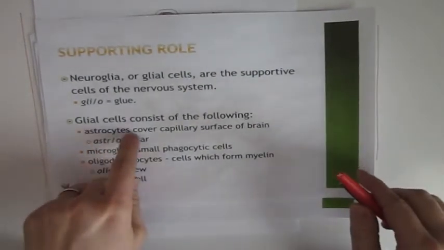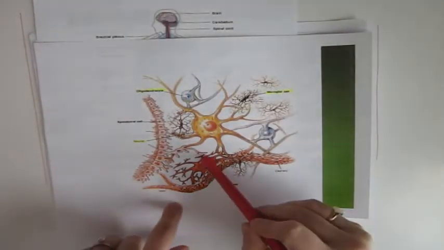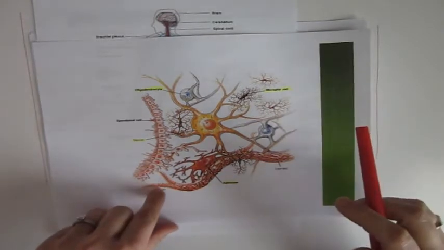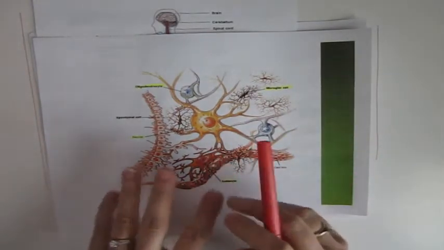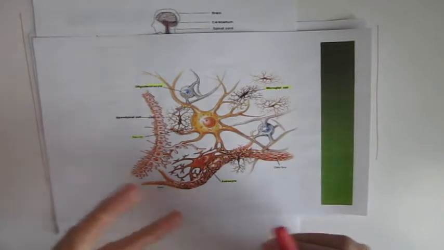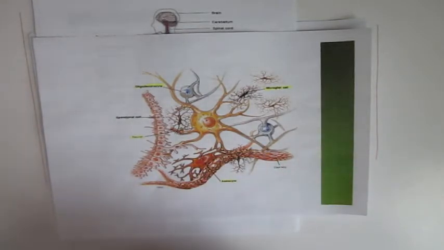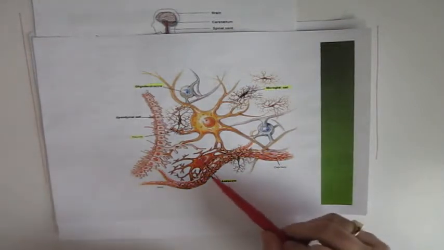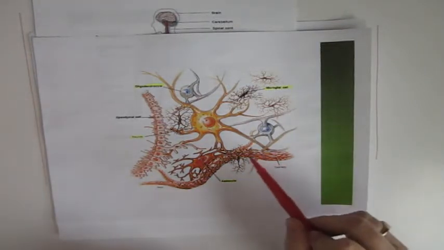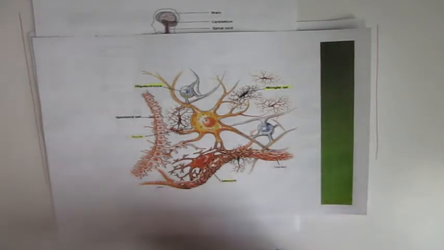We have astrocytes, and if you look down here is an astrocyte. This astrocyte looks kind of like a star. That's what astro means. It's a star-shaped cell. It covers capillaries that run through the brain, and it performs the job of protecting the brain from things that run in the blood, such as toxins or waste products that might damage or affect your neurons.